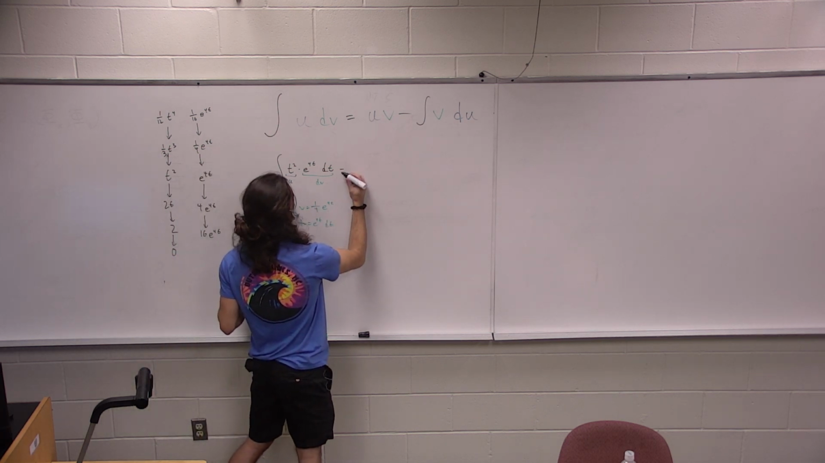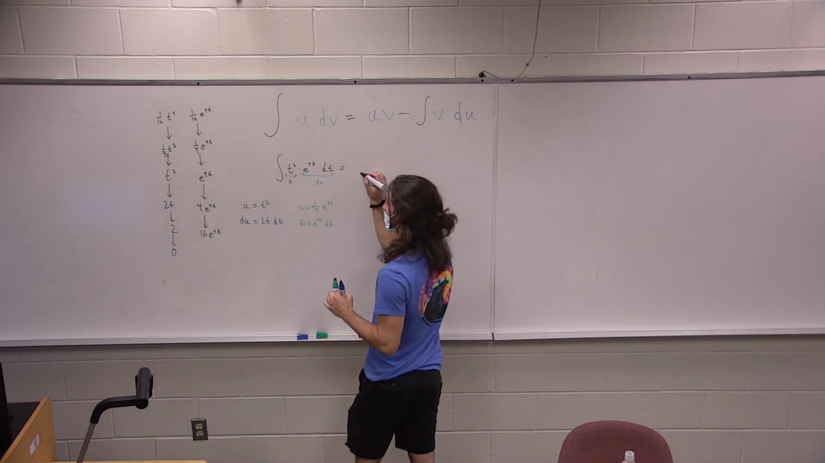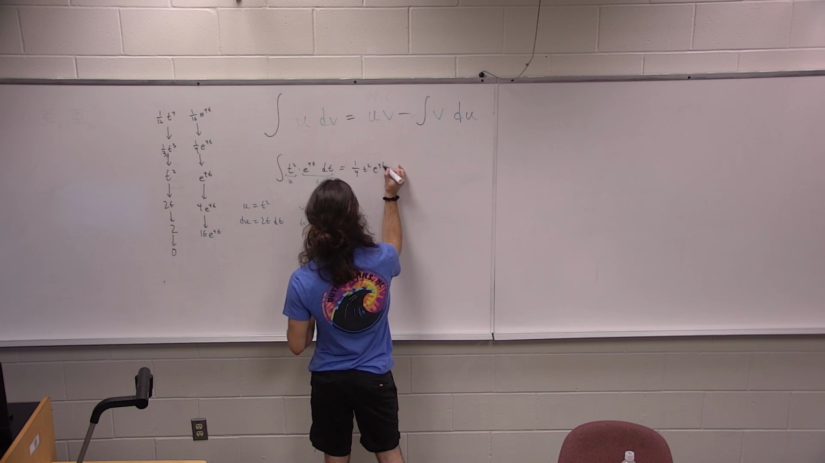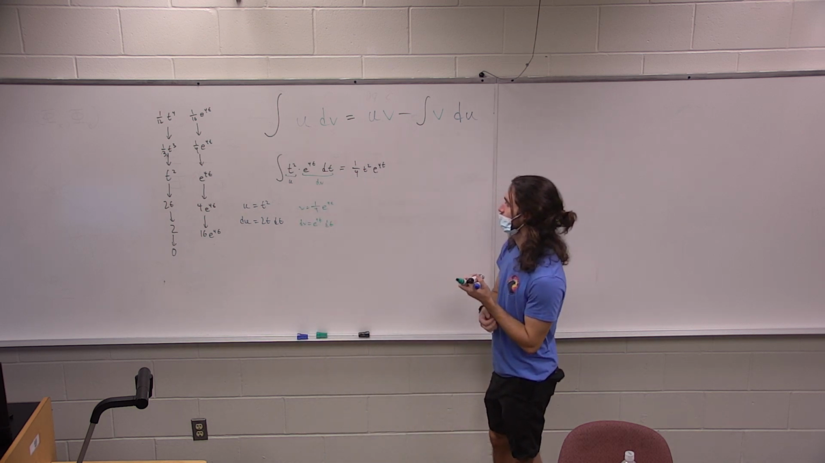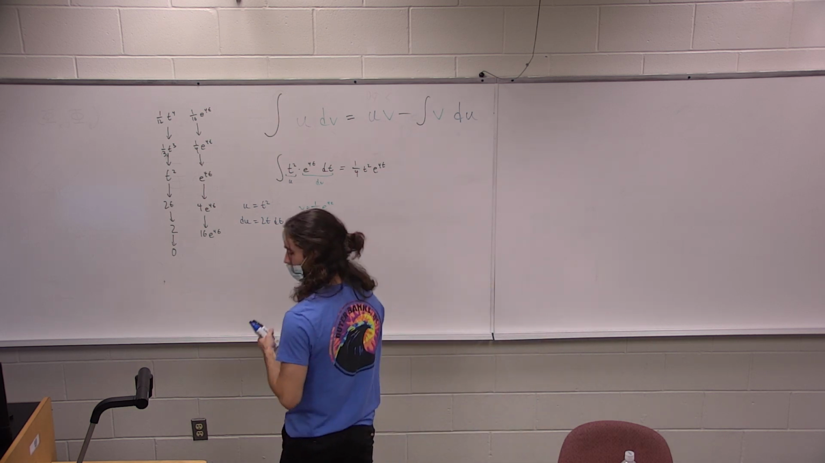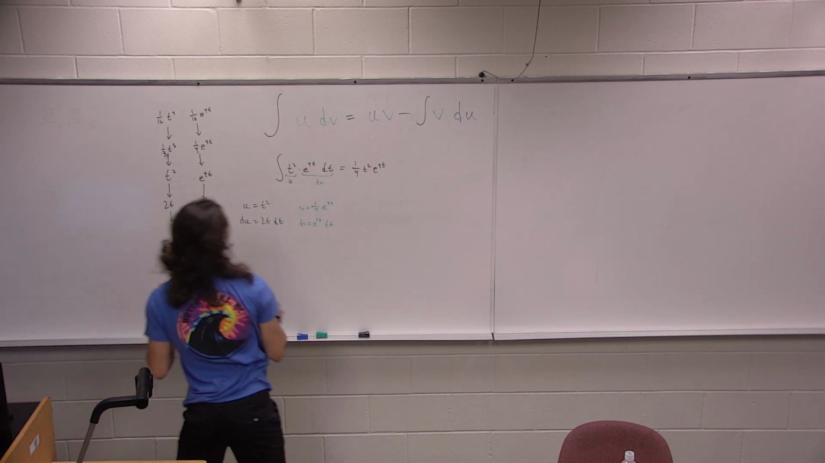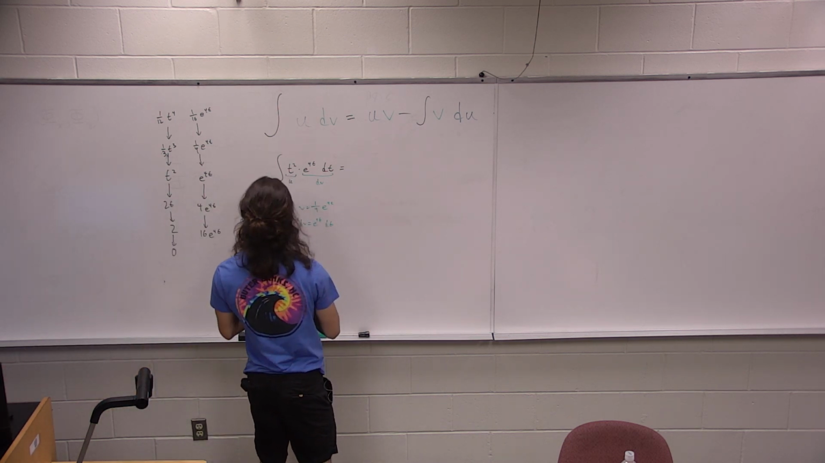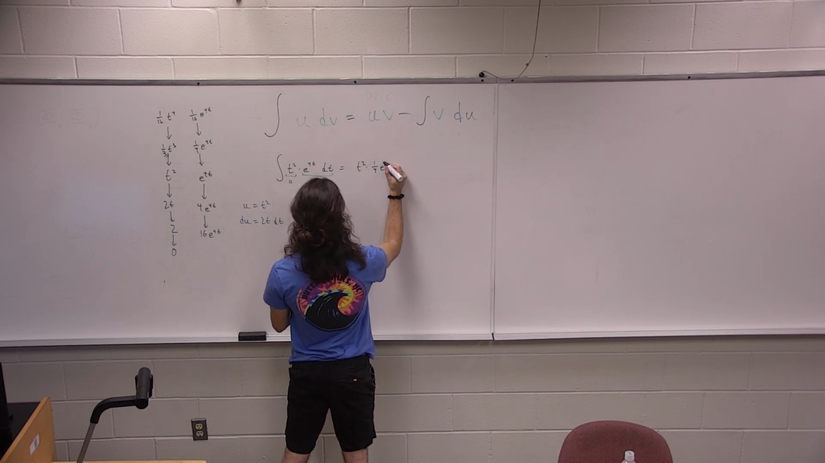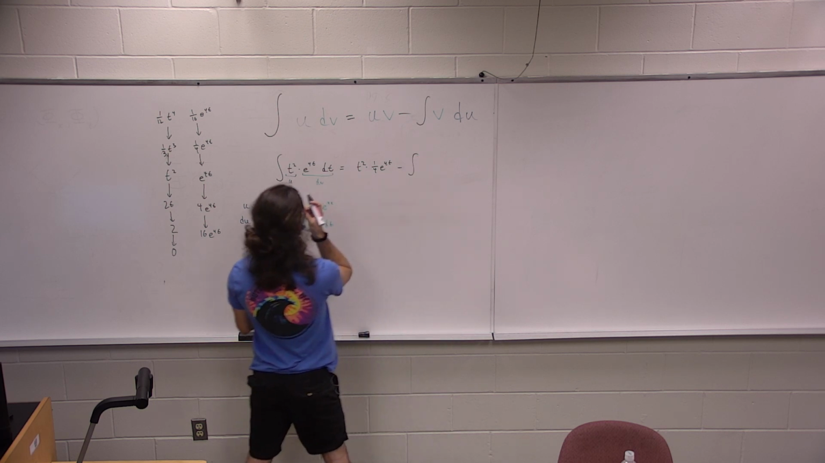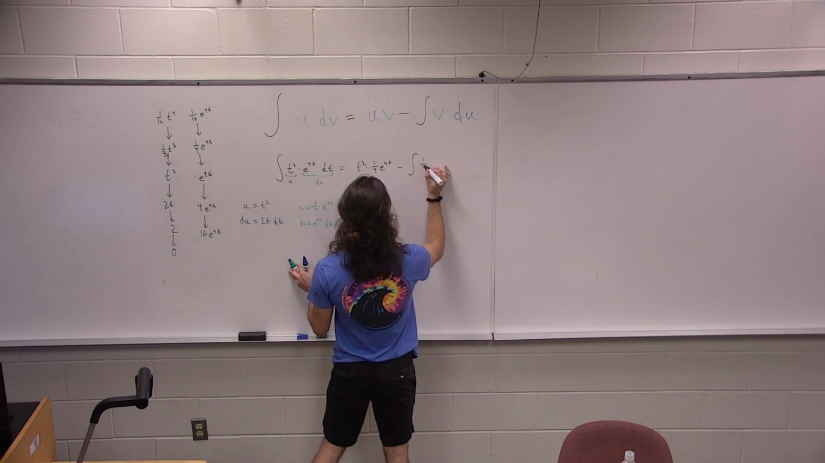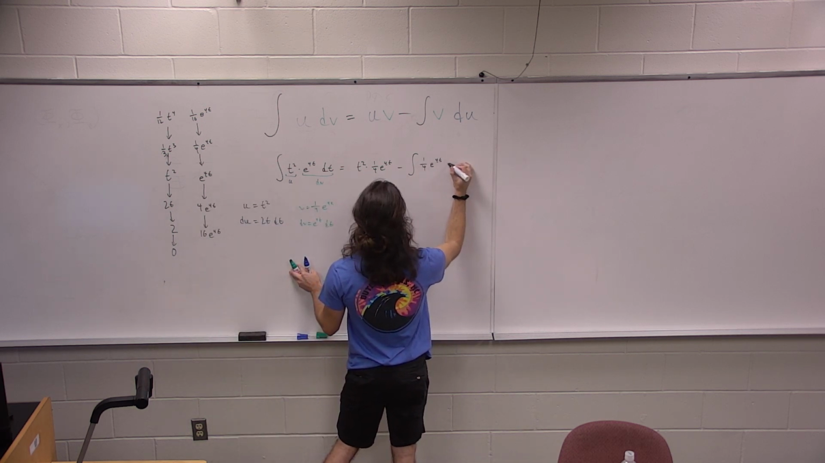So this is equal to u times v. That's u times v. To be a little better, I'm going to do it this way: u times v, minus the integral of v du. So v du, so 1/4 e to the 4t du.